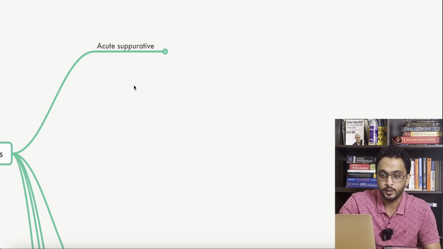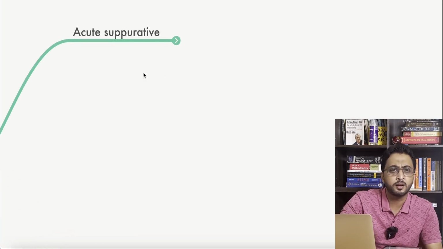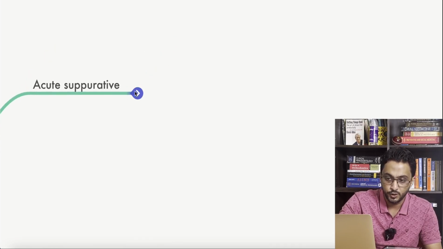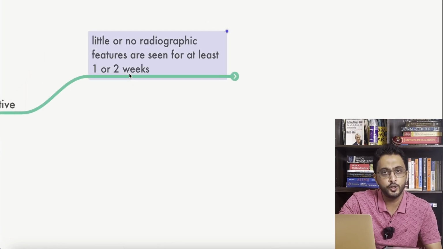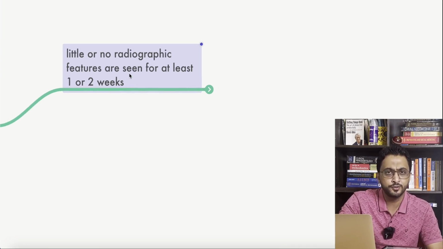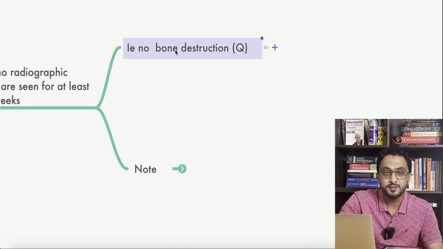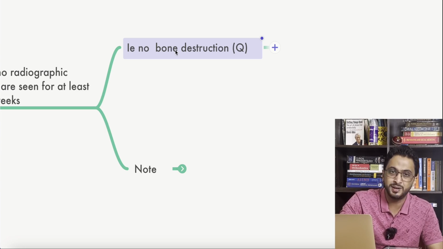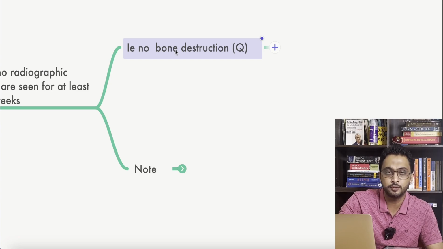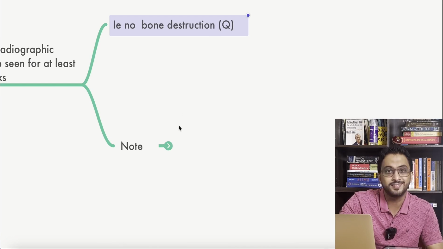In acute, I told you already that very little radiographic findings are seen, but you have to know a few key points here. Little or no radiographic features are seen for at least 1 to 2 weeks. No radiographic findings in acute. There are a lot of questions on this. Basically in the first 2 weeks there is no bone destruction, so they can ask you a question directly: in the early phase of acute osteomyelitis, all are seen except, so basically no bone destruction is seen. Please note that.